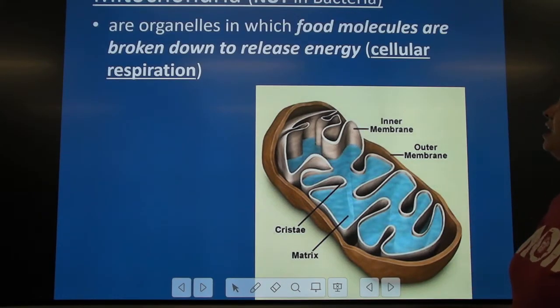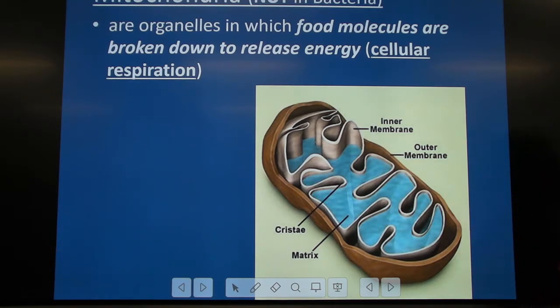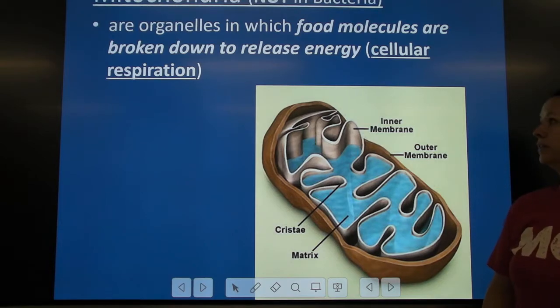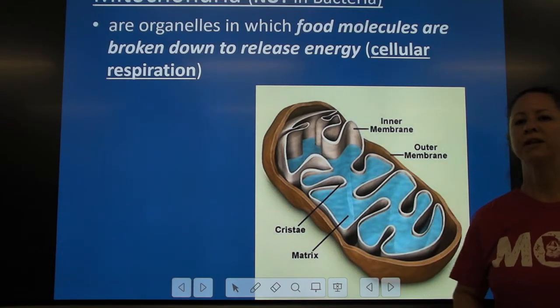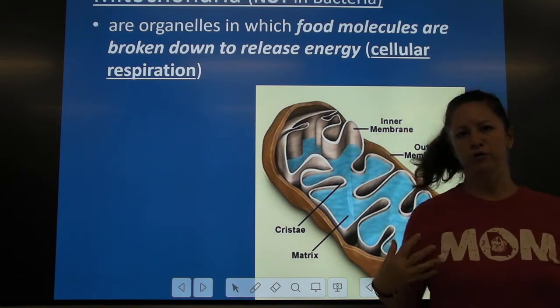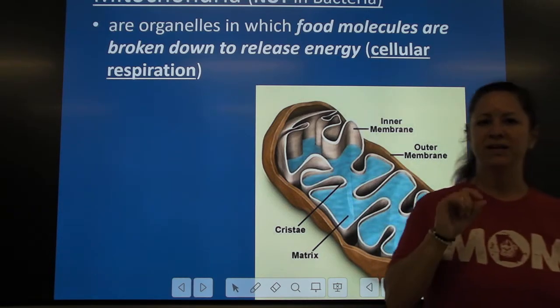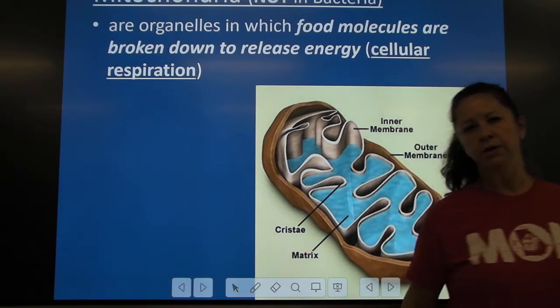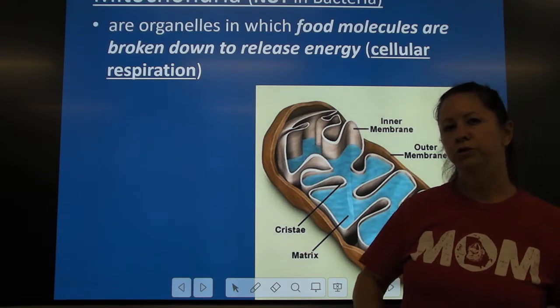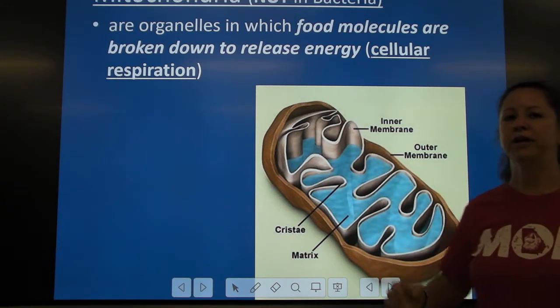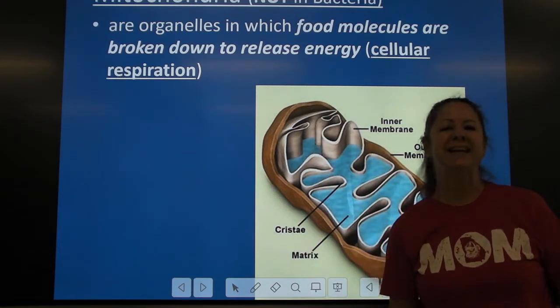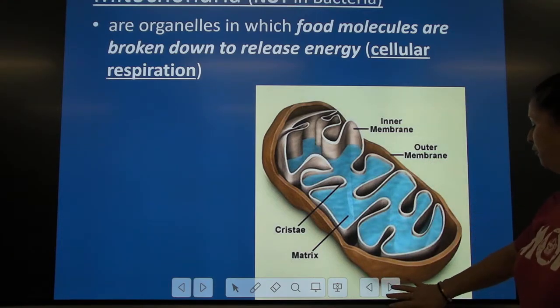Mitochondria, which are not in bacteria, these are the organelles where food molecules are broken down to release energy. That process is called cellular respiration. So all the food you eat, your digestive system breaks it down into teeny tiny particles. Those teeny tiny particles go to your cells. In your cells, the mitochondria is actually able to pull the energy out of those food particles.